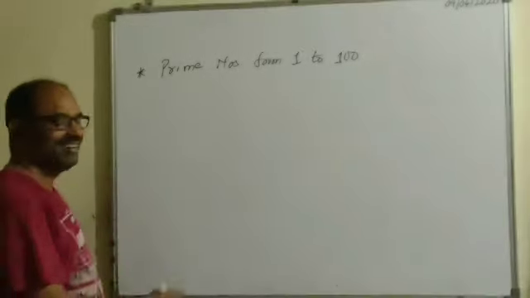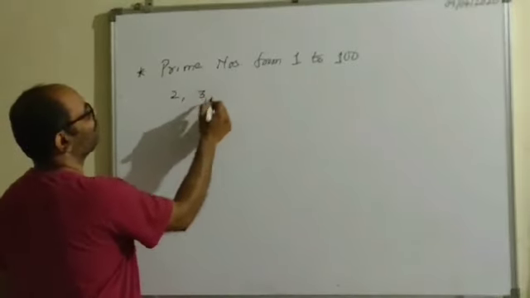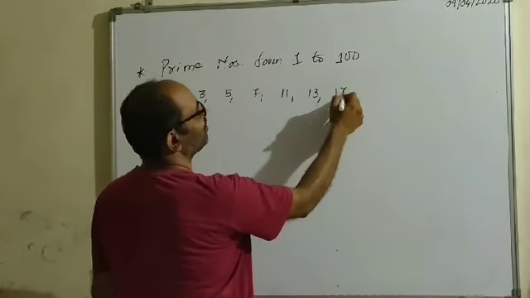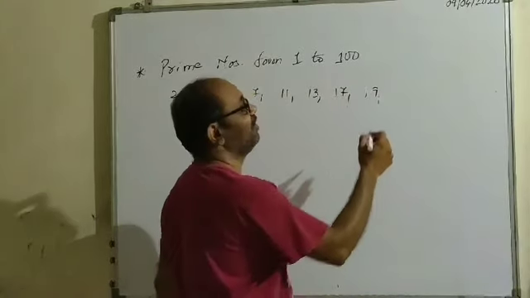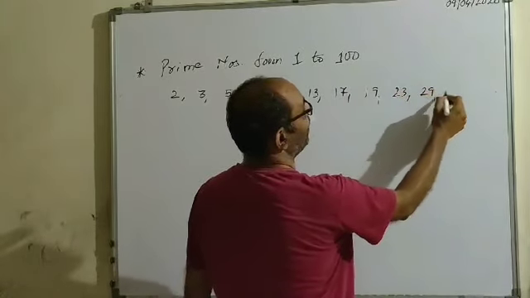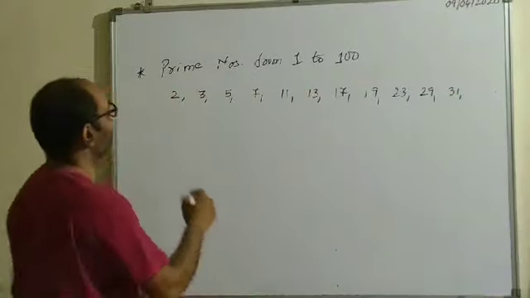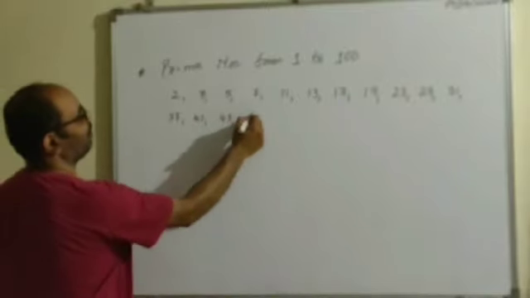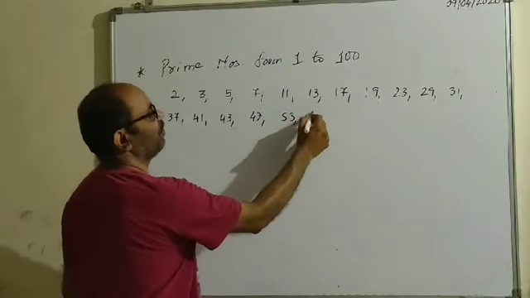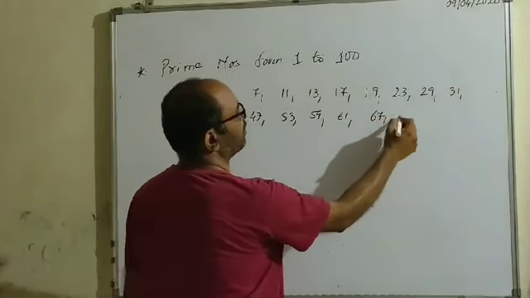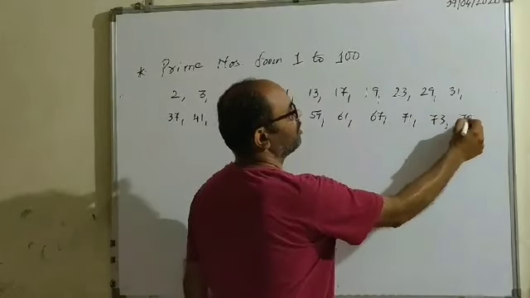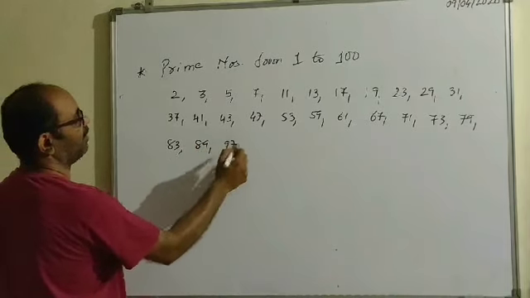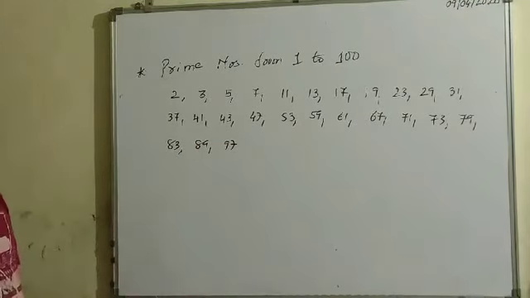Which is the first prime number? The only even prime number, 2. Next, 3, 5, 7, 11, 13, 17, 19. After 19 it is 23, 29, 31. After that 37, 41, 43, 47, 53, 59, 61, 67, 71, 73, 79, 83, 89 and 97. These are all prime numbers.